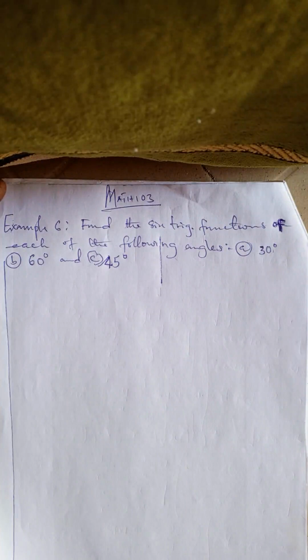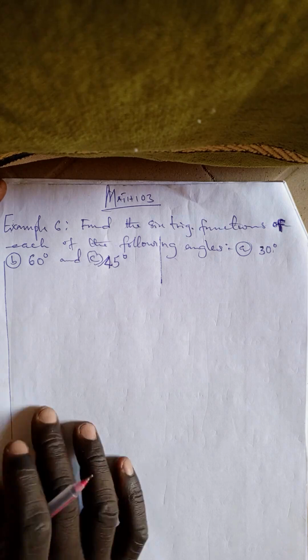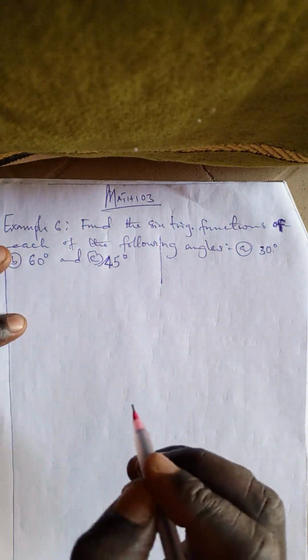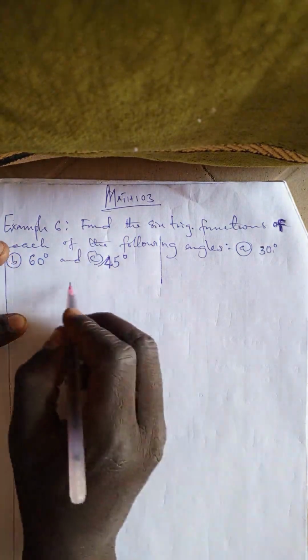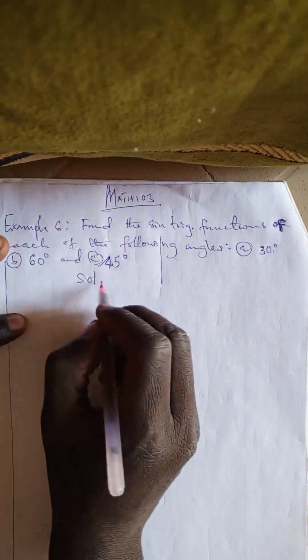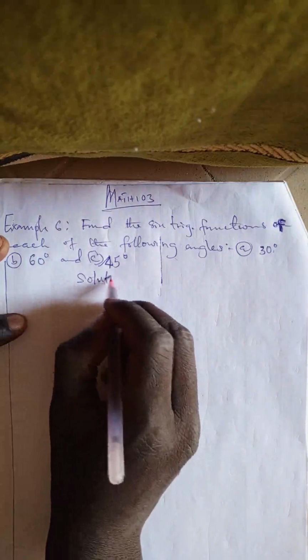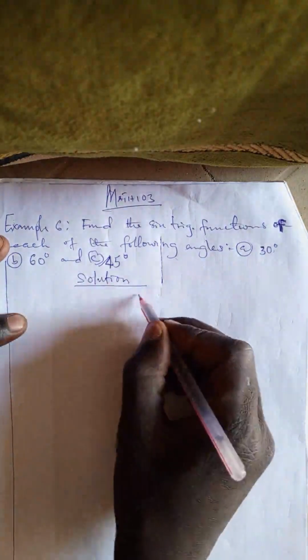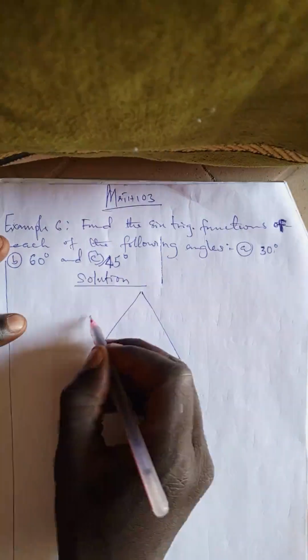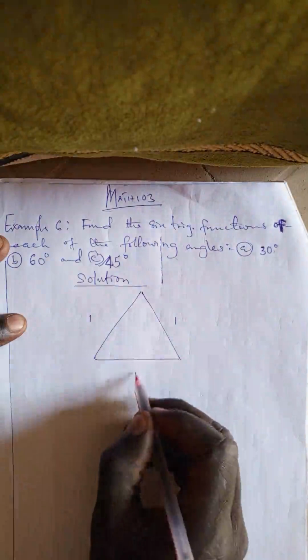In this video, we are going to look at the 6 trigonometrical ratios of each of the following angles: 30 degrees, 60 degrees, and 45 degrees. Now, for A and B, which is 30 and 60 degrees, we first draw an equilateral triangle. So we draw an equilateral triangle of length, say, 1, 1, 1.